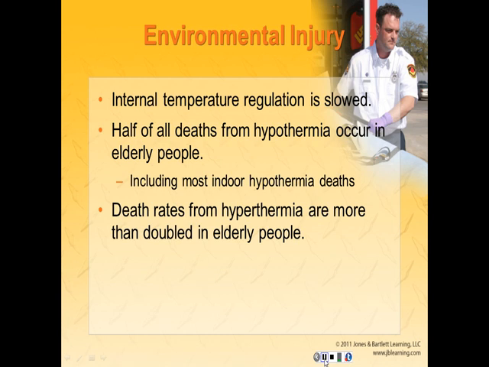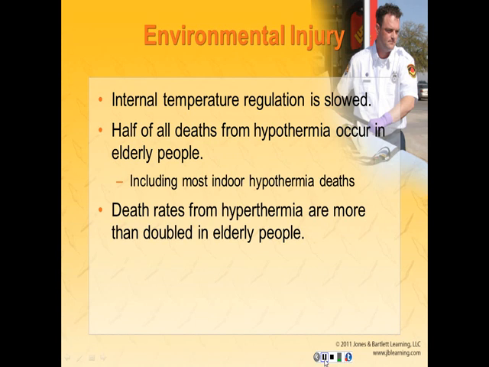Environmental injuries. Internal temperature regulation is slowed in elderly people and gets slower with increasing age. The body's ability to recognize fluctuations in temperature becomes delayed owing to a slowed endocrine system. Heat gain or loss in response to environmental changes is delayed by slowed circulation and decreased sweat production in the skin. Thermoregulation can be adversely affected by chronic disease, medication use, and alcohol use.